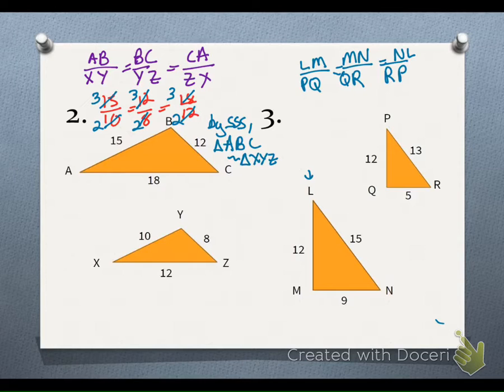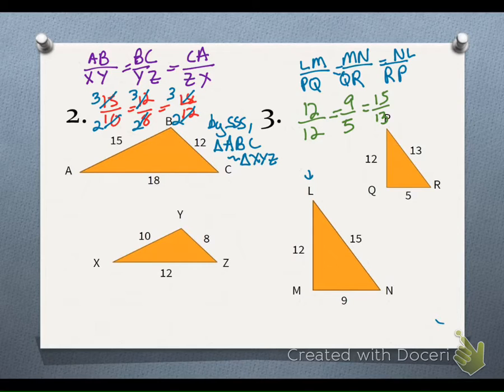So what is your value for LM? What's your value for PQ? What's your value for MN? What's your value for QR? What's your value for NL? 15. And what's the last one? 13. Thank you. And you're looking at this, and right now you're already waving a uh-oh flag, right? Something's wrong. What's happening? We got a 9 and a 5.